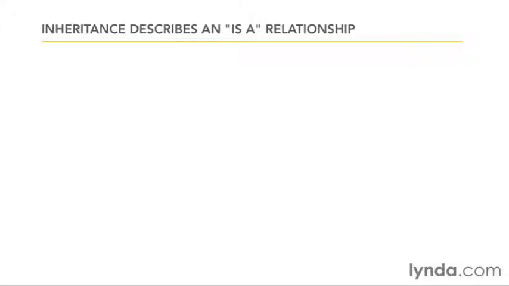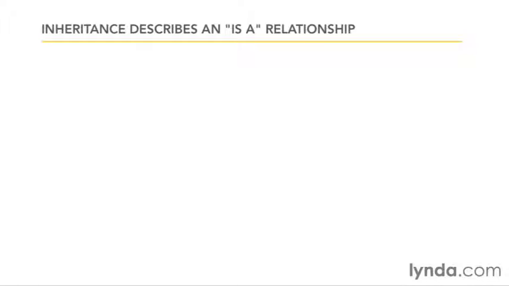Now, the best, simplest, easiest way of identifying an inheritance situation is with 2 words. Is a. Inheritance describes an is-a relationship, and this is not a technical term. This is plain language. We're back to the idea of how would you talk about things in the real world? So forget about classes and objects for a second and just look at a few sentences.